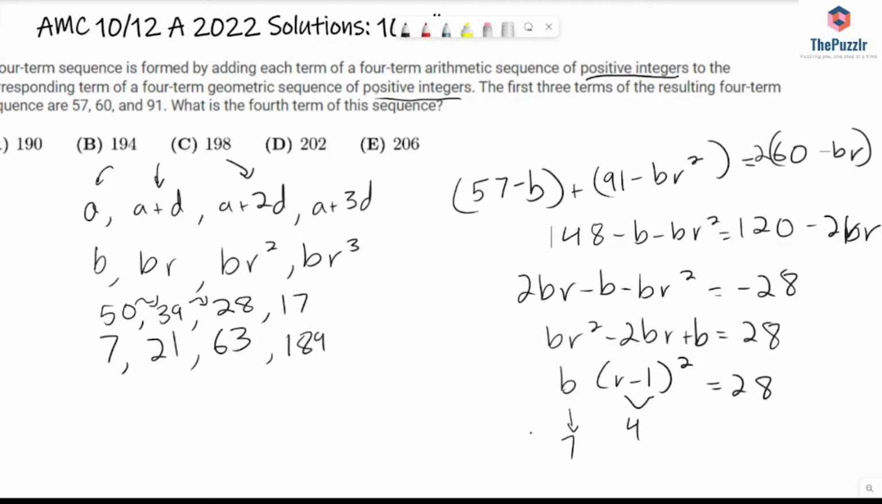So those are the four terms. We want 17 plus 189. That's going to give us 200 plus 6, so 206, which is E.